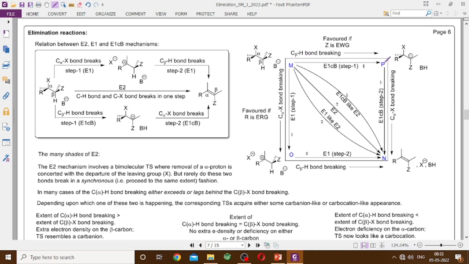E1CB is from M to P to from P to N, E2 is directly from M to N, and E1 is M to N via oxygen, via O, not oxygen, but via O. Is that why this diagram is only important? No, this diagram is important because E2 reactions, many times this E2 reaction is not an idealized E2.